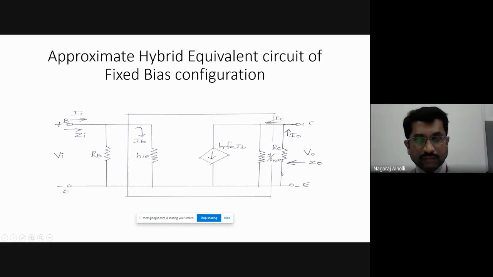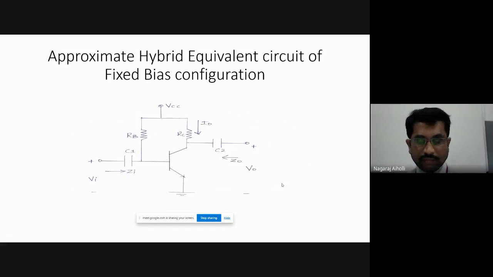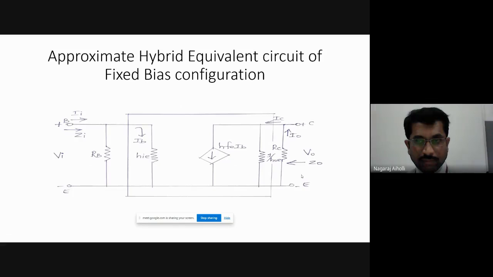Then as it is the fixed bias configuration, it is common emitter, so we have here beta IB. Beta is HFE; for the hybrid equivalent circuit, it is HFE. So HFE IB, the collector current, is flowing in the downward direction, beta IB or HFE IB for the hybrid equivalent circuit. Then the output resistance is the reciprocal of admittance, so it is 1 upon HOE. So this is the approximate hybrid equivalent circuit of the fixed bias configuration.